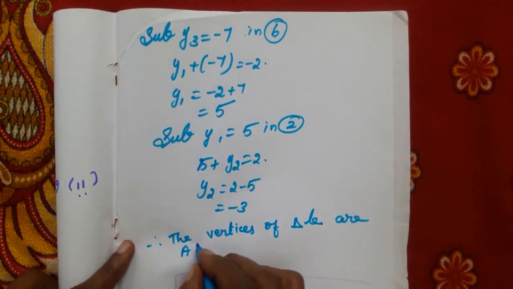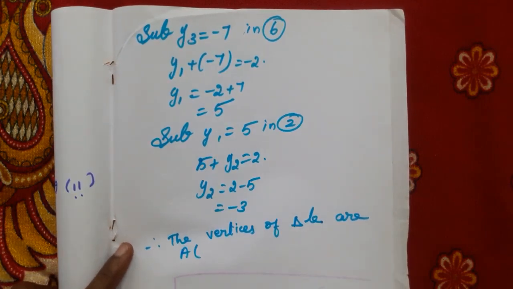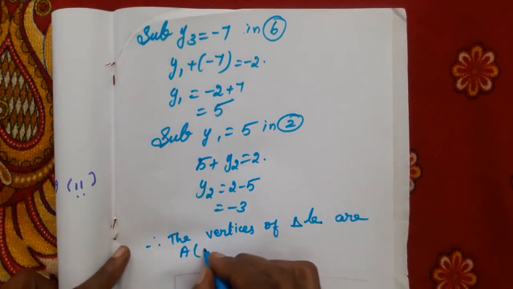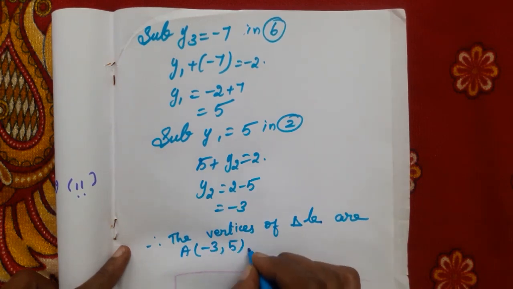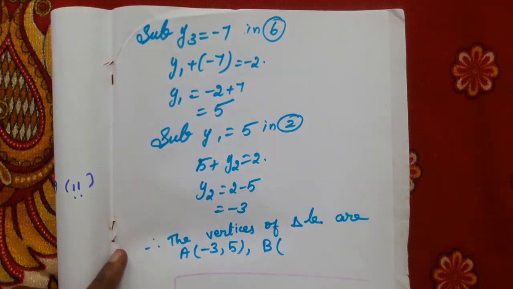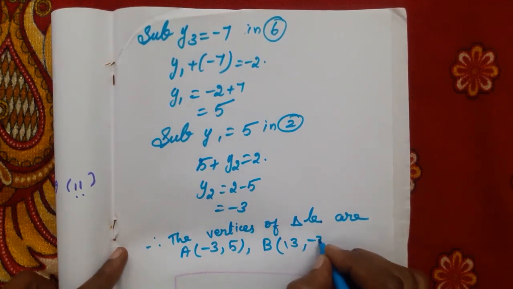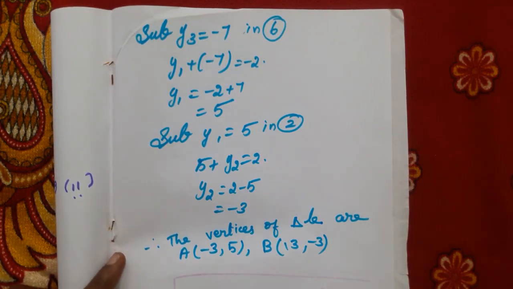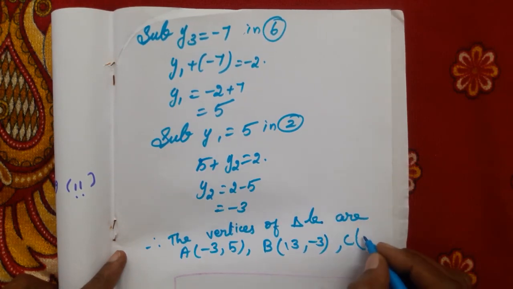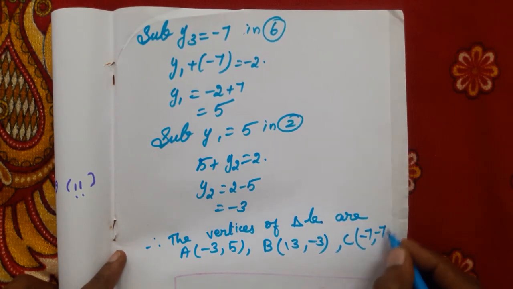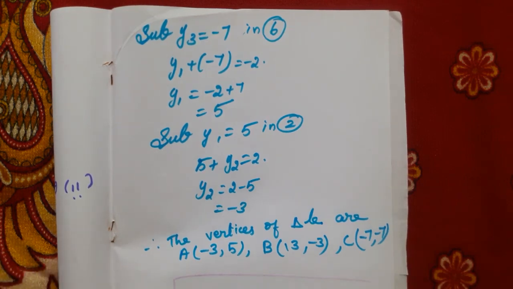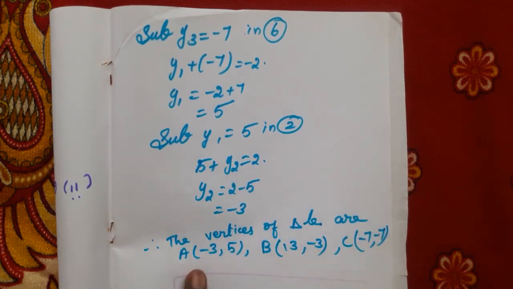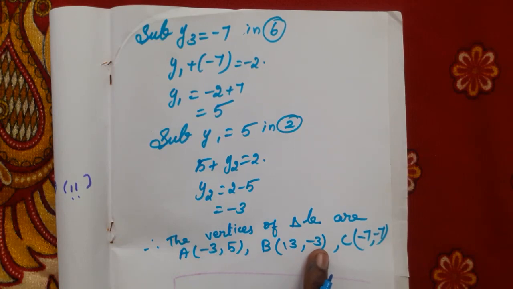What is point A? x1, y1. x1 is what? Minus 3. y1 is 5. So minus 3 comma 5. B is x2, y2. So 13 comma minus 3. Next, C is what? C is x3 comma y3. So minus 7 comma minus 7. These are the three coordinates of the vertices of the triangle: A minus 3 comma 5, B 13 comma minus 3, C minus 7 comma minus 7.